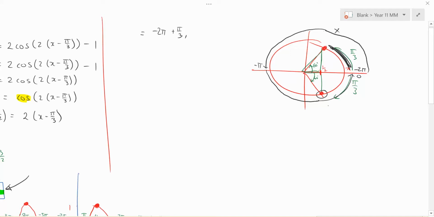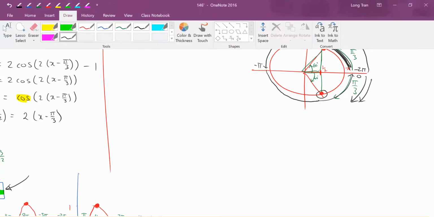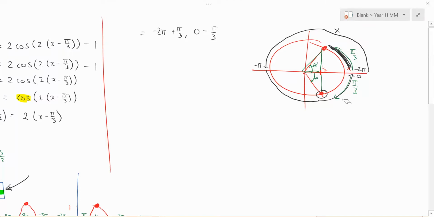But remember, I hit another solution. And so I know it has to be 0 minus pi on 3, because from 0, I'd have to subtract to go back. Okay? So those are my first 2 solutions, right? But remember, I need to continue until I get to 2 pi. Okay, so I'm just going to rub all this out so you don't get confused. I've just done my 1 cycle, true?